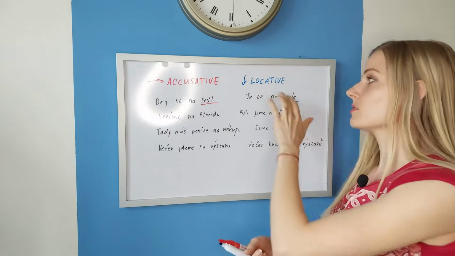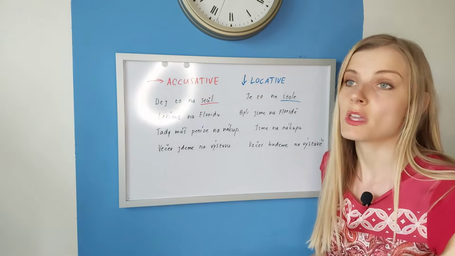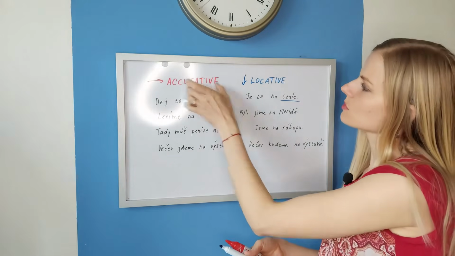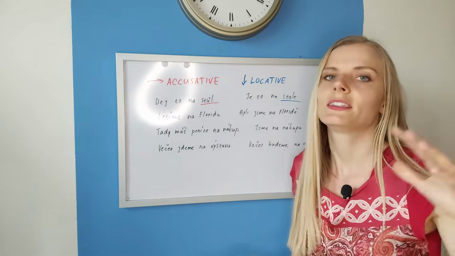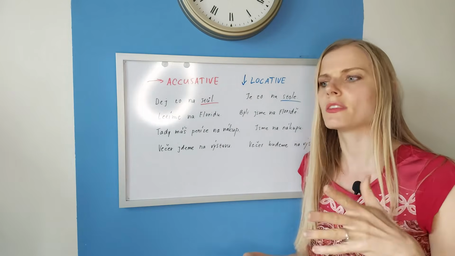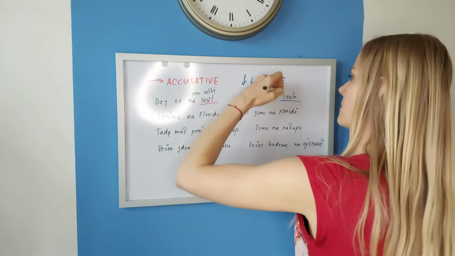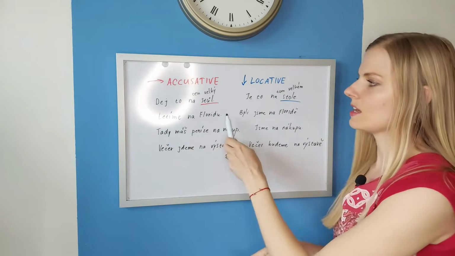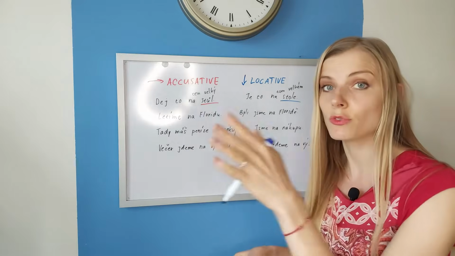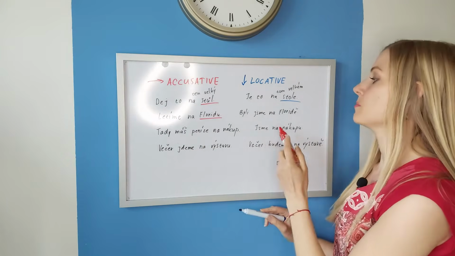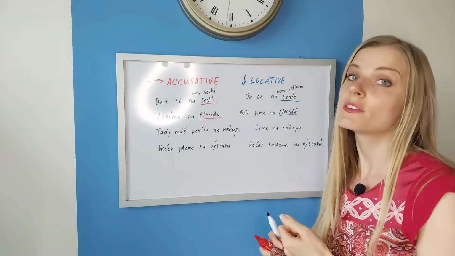Na stole. Locative case. Remember, even if we had a pronoun or an adjective, it would also change. So dej to na ten velký stůl. Put it on that big table. Je to na tom velkém stole. Letíme na Floridu. We're flying to Florida. Florida, a peninsula, so goes with na. Byli jsme na Floridě. We were in Florida.